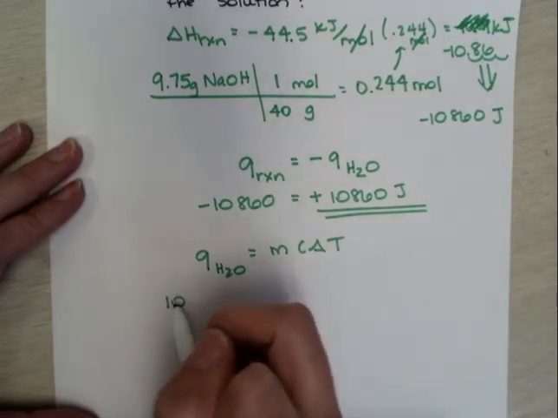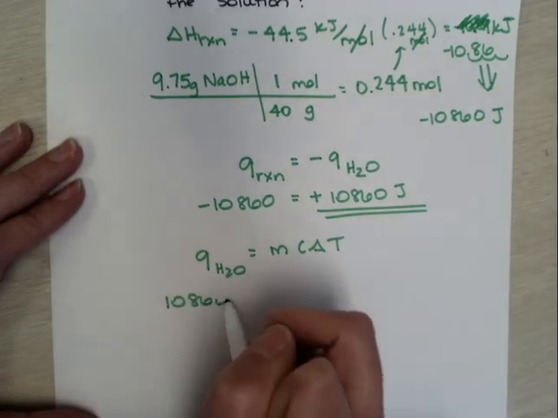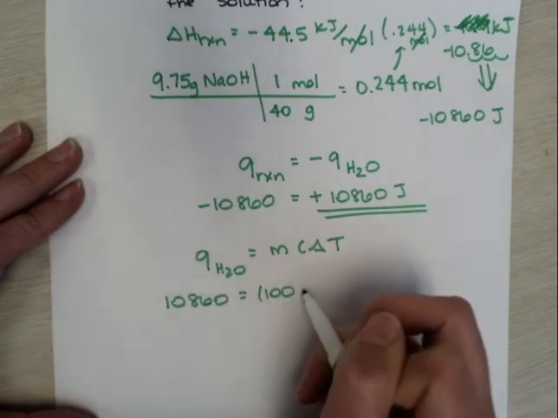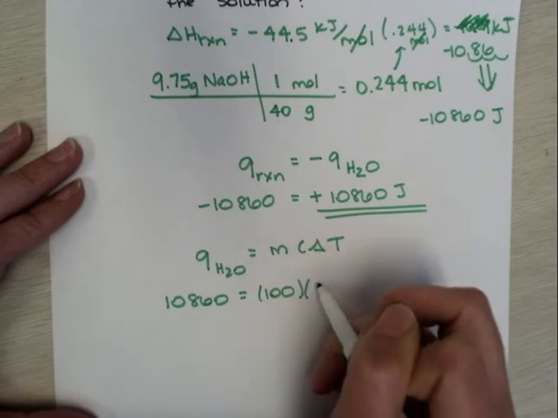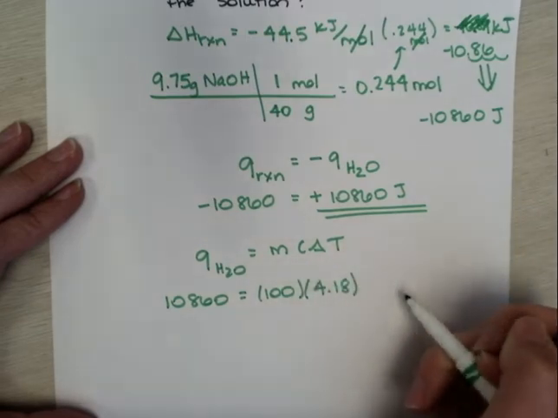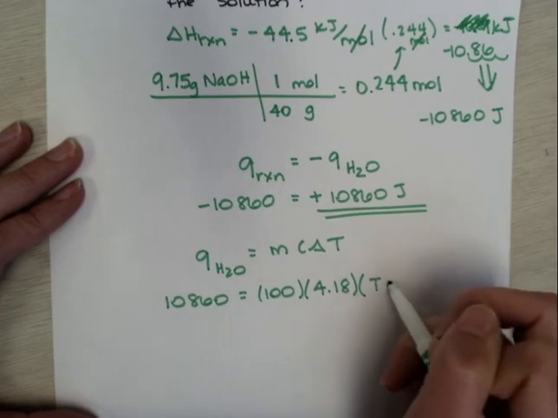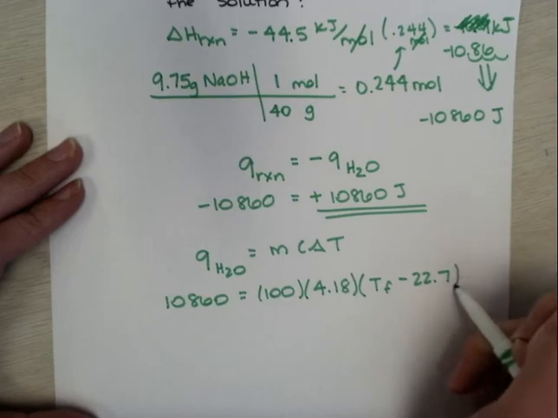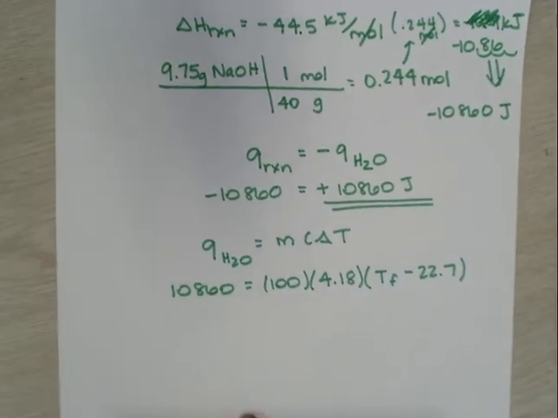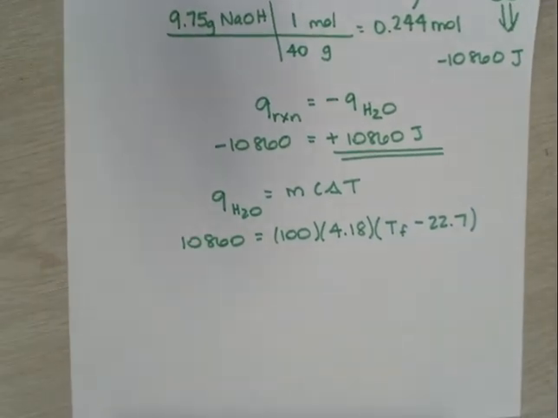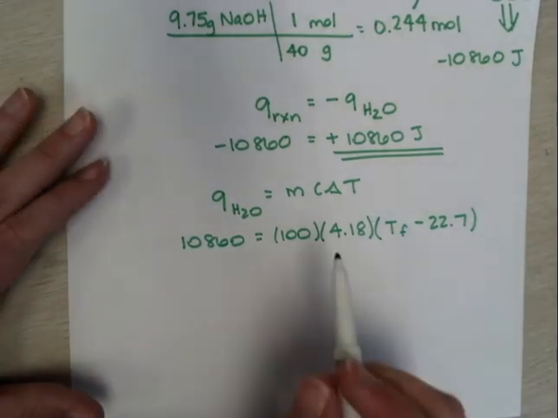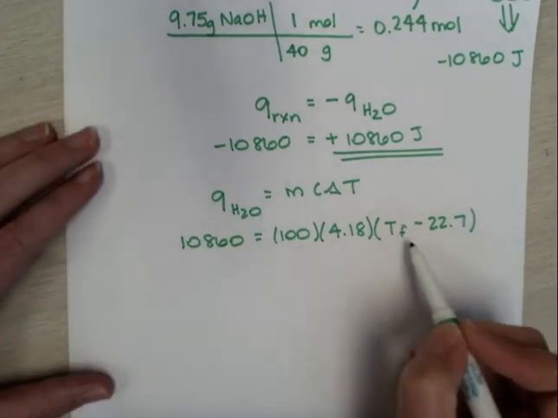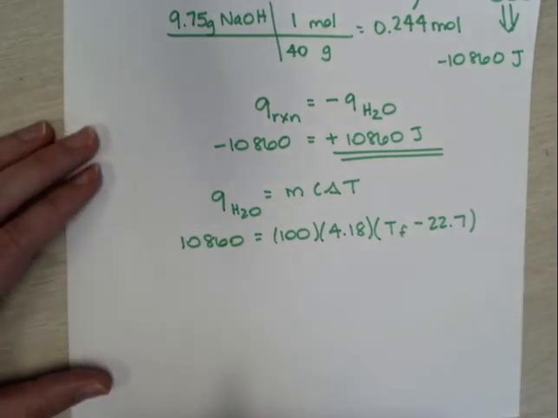So my 10,860 equals the mass of my water, which was 100 milliliters, which is 100 grams, times the specific heat of water. I don't know the final, but I know the initial temperature was 22.7 degrees. Therefore, I can either simplify or get rid of things in different steps, but do algebra to solve for my final temperature.